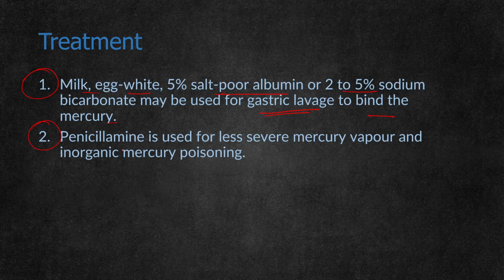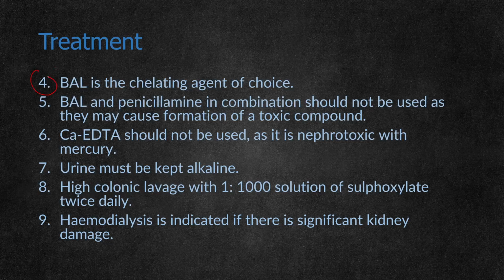Then chelation by penicillamine is mainly used for less severe and inorganic mercury poisoning. BAL is the chelating agent of choice. BAL and penicillamine should not be used in organic mercury poisoning since they form toxic compounds. Calcium EDTA also should not be used since it is nephrotoxic and mercury causes renal tubular necrosis. Urine must be kept alkaline for easy excretion. Then colonic lavage can be done to remove any mercury present in the colon. Then hemodialysis is done if there is significant kidney damage.